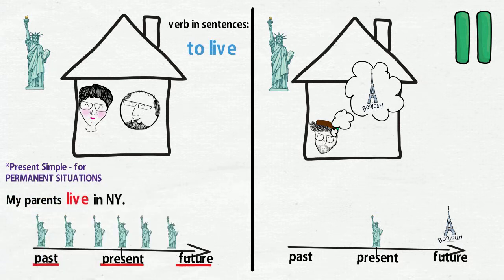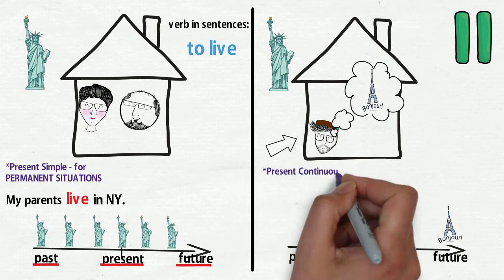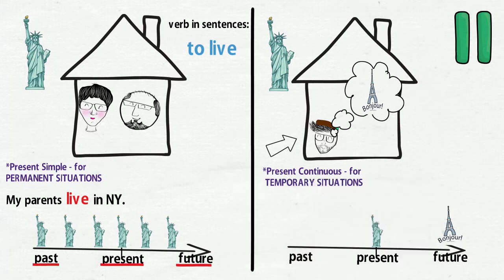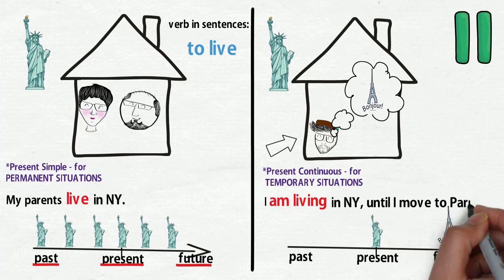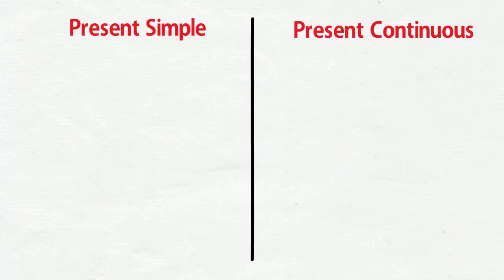Unlike that situation, here we have a man who's currently in New York, but that will change soon because he plans to live in Paris. That means that living in New York isn't his permanent decision, but a temporary one. And for those situations, we use present continuous. So here we would say, I'm living in New York right now until I move to Paris. And there you go. Now let's summarize.